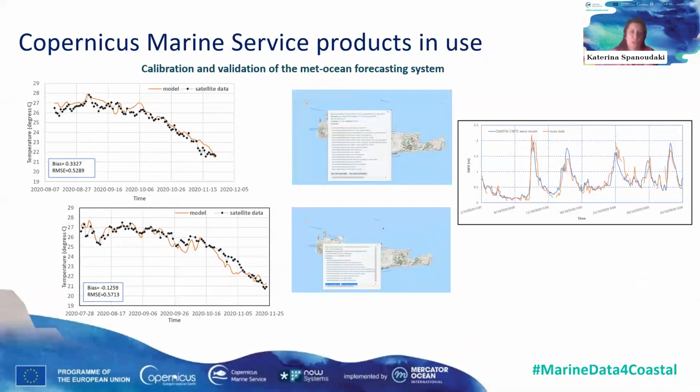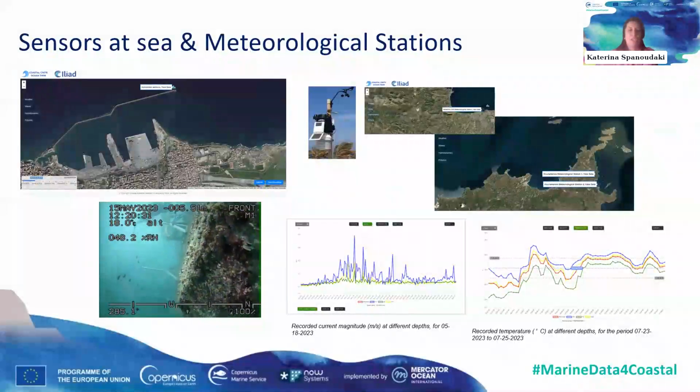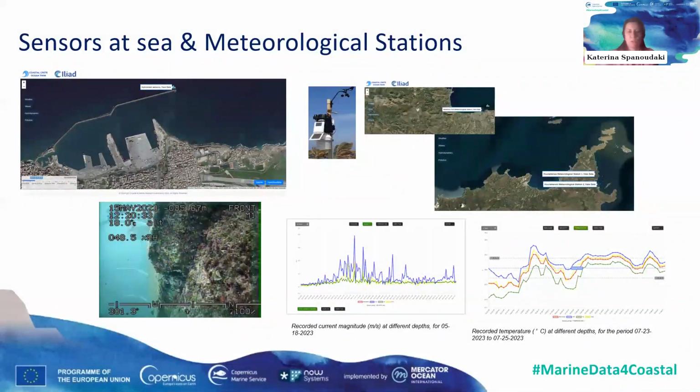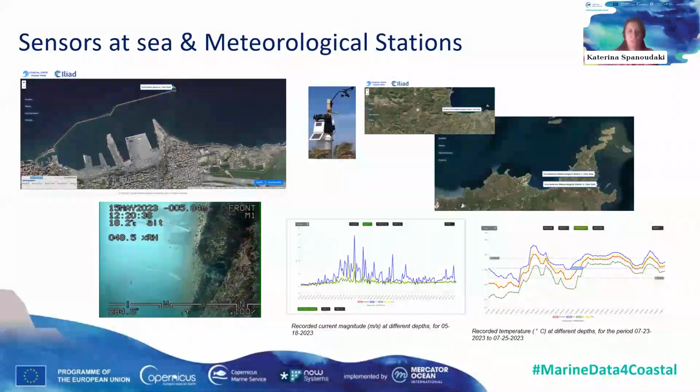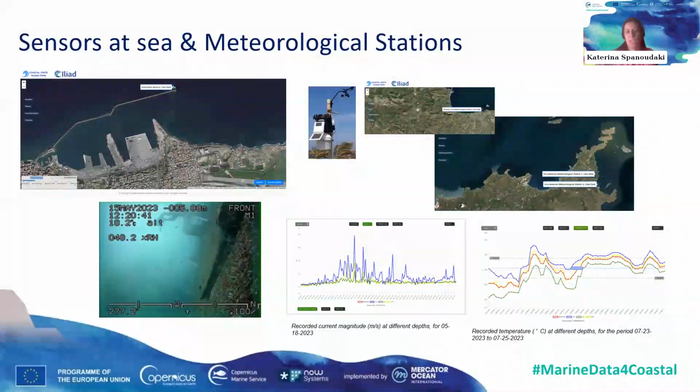The reason, of course, for using the observations is to be able to calibrate and validate our models. So we routinely use satellite data for temperature in order to verify the hydrodynamics, and also oceanographic buoys that are operated in the area in order to calibrate and test daily the forecasts of our wave models. In addition, in order to go as close to the coast as we can, we have deployed a series of sensors that record wave parameters and hydrodynamics.